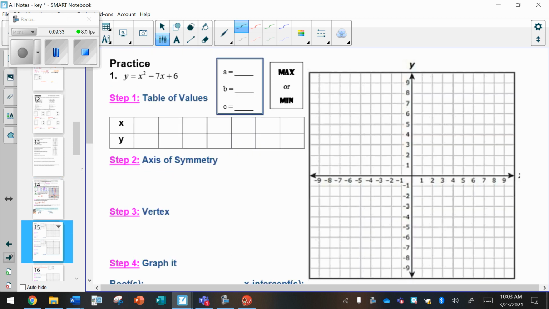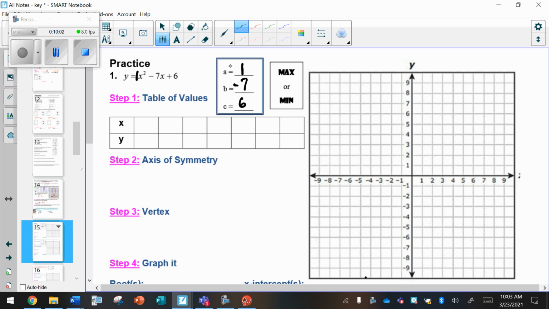Next equation, x squared minus 7x plus 6. All right, let's identify our a, b, and c values. A would be the coefficient of the x squared, so a is 1. B is the number next to the x, so that would be -7. And c is the number at the end that has no x next to it, so this is 6. Is our vertex going to be a maximum or a minimum?